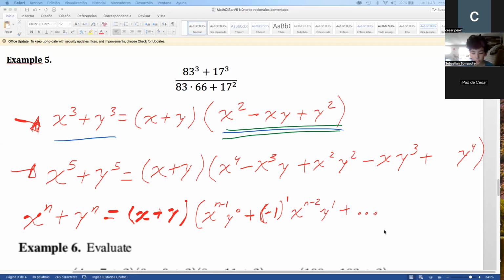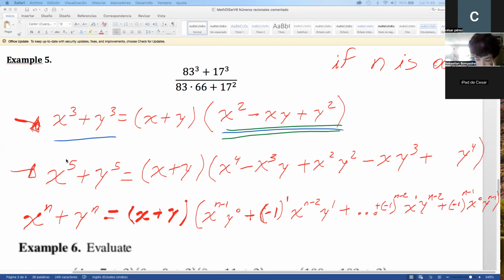Okay. The powers go n minus 1, n minus 2, down to 0 for x, and 0, 1, up for y, with the sign (-1) to the power. Every time that n is odd, we can use this factorization only when the powers are odd. Okay?